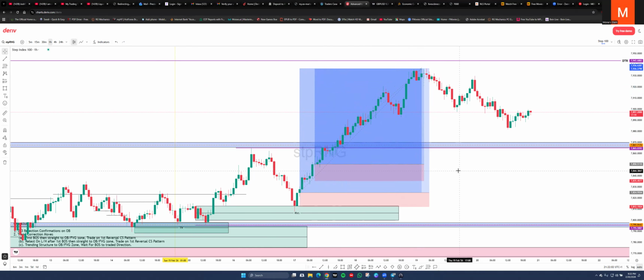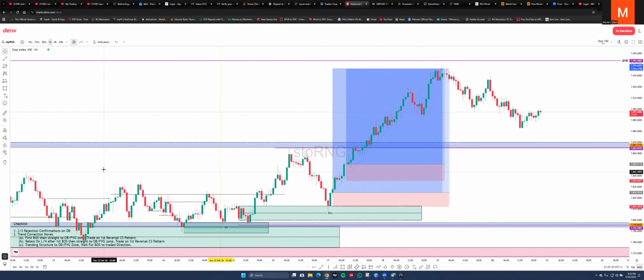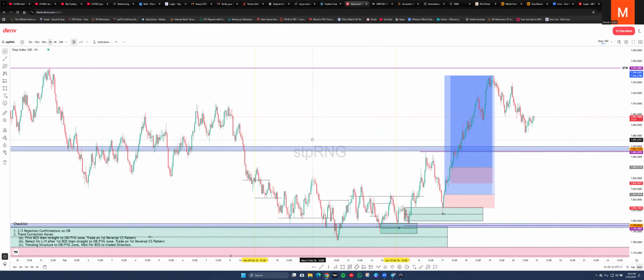So if you took this trade, whether you took this one or this one, any of which, they still align to our rules, right? They still align to our rules. So that is the backtest for now.